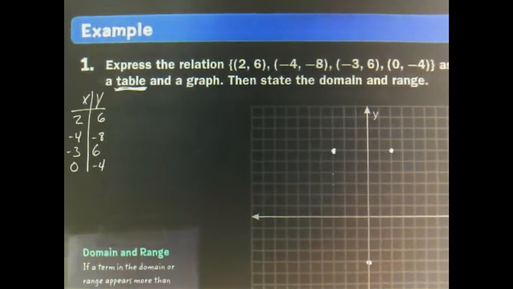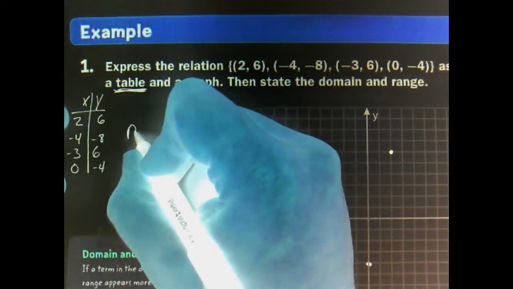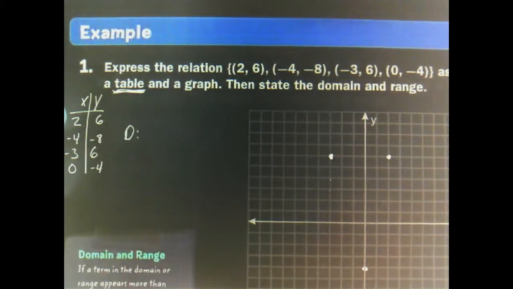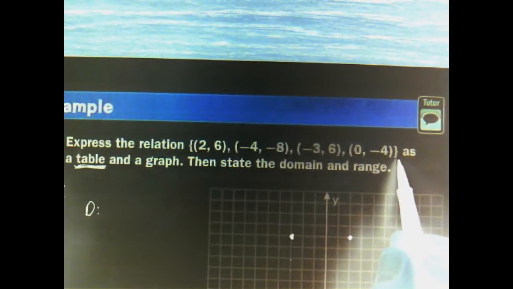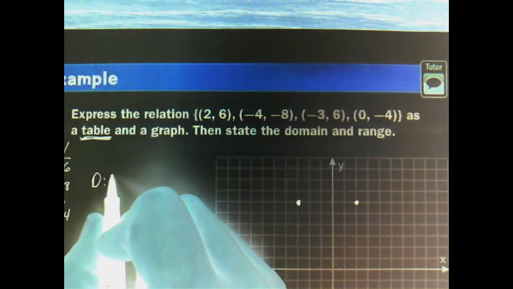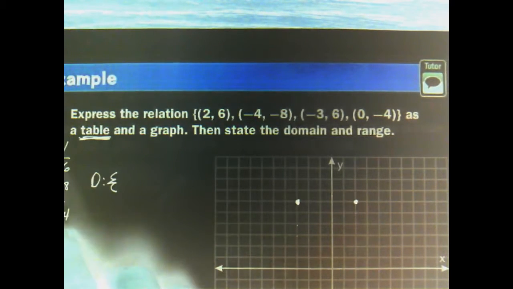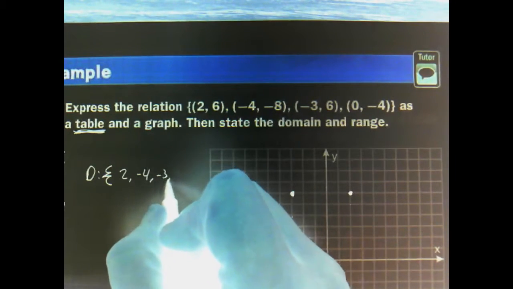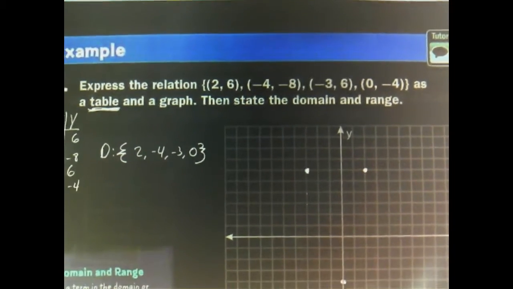So then it says state the domain and range. It's a very specific way we want to do that. We want to say capital D for domain. We're going to put a colon, and then we're going to use braces. Okay, braces are what you see right here. They're used to denote sets. Sets can be numbers or ordered pairs or anything really. The cheater way, if you can't make nice ones, is to go Ctrl+V, Ctrl+C. That's a brace. And then we're going to put all of our x values in there. 2, -4, -3, 0. And then close it off on the other side. And that is your domain.